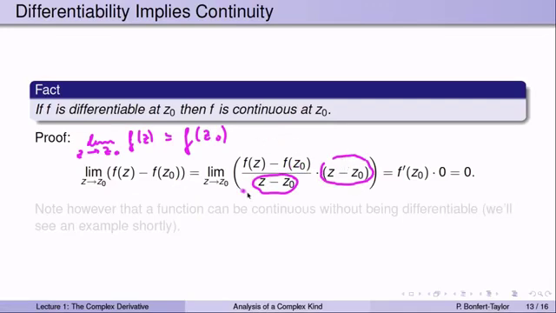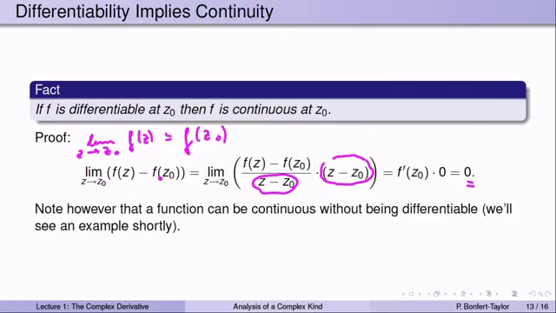But interpreting this as the difference quotient times z minus z0, if the function f has a derivative, then the difference quotient has a limit as z approaches z0. That limit is f prime of z0. z minus z0 also has a limit as z approaches z0, namely 0. So the limit is f prime of z0 times 0, and that is 0. Since f(z) minus f(z0) approaches 0 as z goes to z0, the function f is therefore continuous at z0. Again, a function can be continuous without being differentiable, but it can't be differentiable without being continuous. We'll see an example about this shortly.